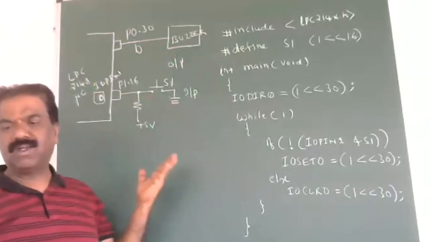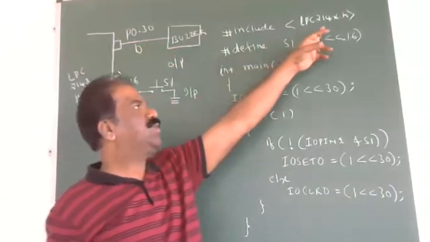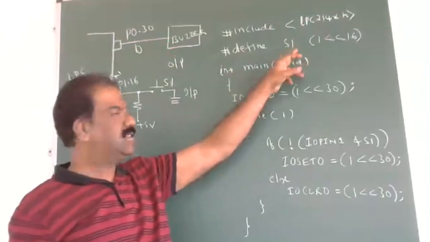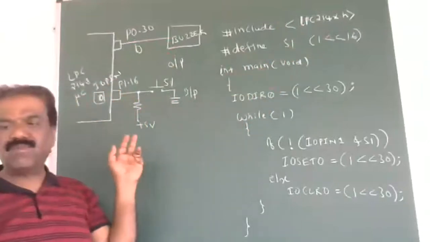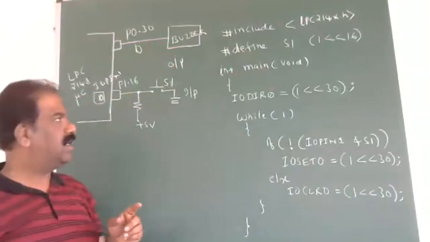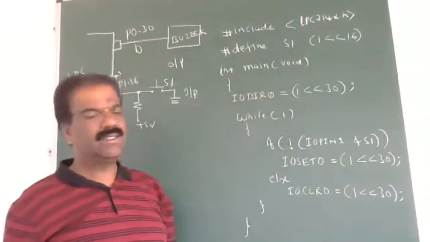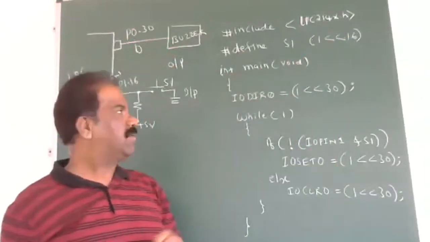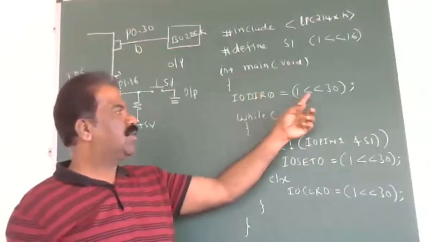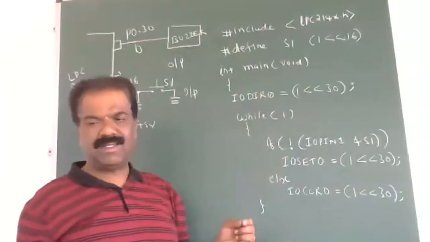That is P1.16. Now you can go for the program: include LPC2148. Here we define S1, because S1 is connected at P1.16. Therefore, we have to make that particular pin high, so S1 is 1 shifted left 16 times, because we are using P1.16. Then int main(void), IODIR0 equal to 1 shifted by 30.